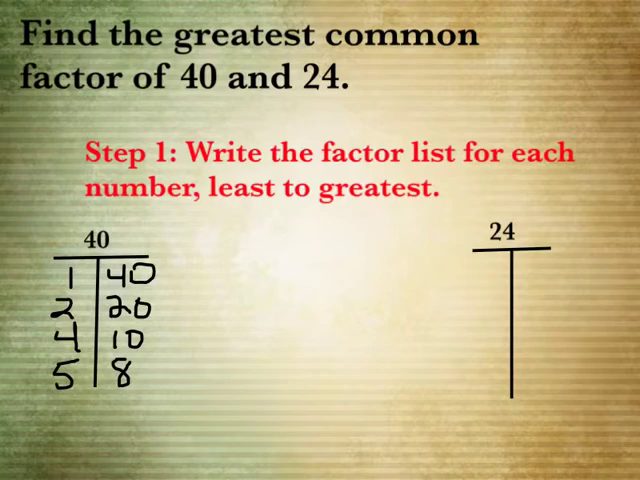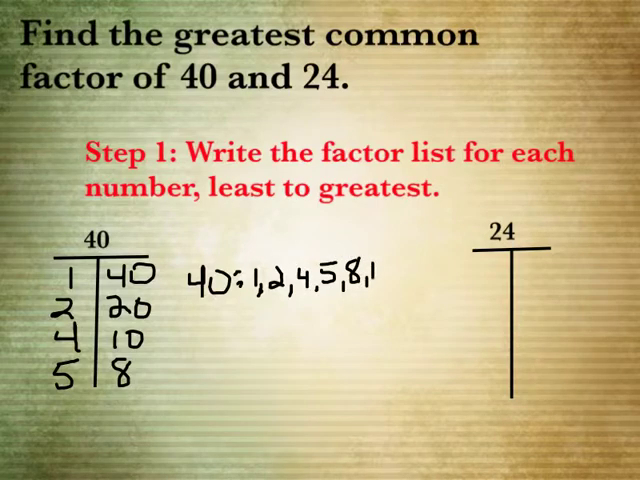Okay. Then I'm going to write my factor list. So I'm going to write 40, because that's the number I'm looking at, and it's 1, 2, 4, 5, 8, 10, 20, 40. Kind of ran out of room there. So now looking at the factors of 24.